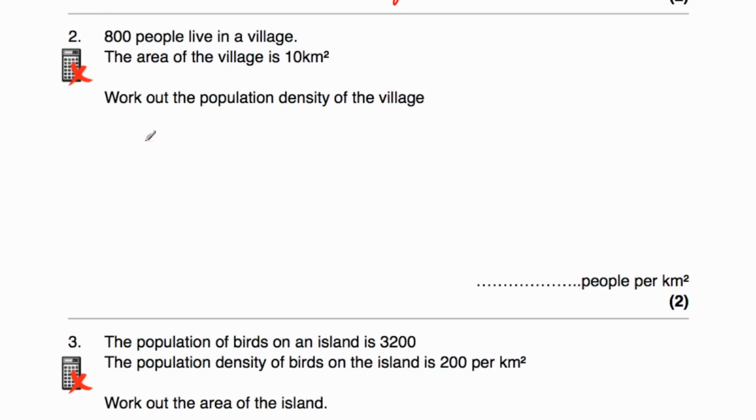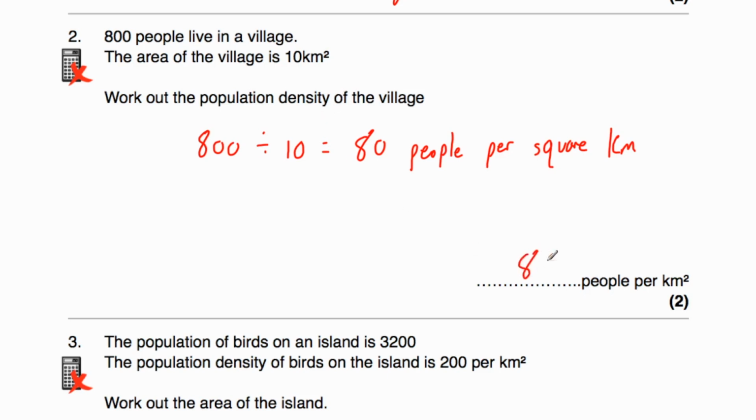Okay, let's have a look at question number 2. Question number 2 says, 800 people live in a village, and the area of the village is 10 square kilometres. Work out the population density of the village. So to find the population density, we're going to divide the population, 800, by the area, which is 10. 800 divided by 10 is equal to 80. So that means that if the population was shared out equally amongst each of the 10 square kilometres, there'd be 80 people in each square kilometre. So that's the population density, 80 people per square kilometre.